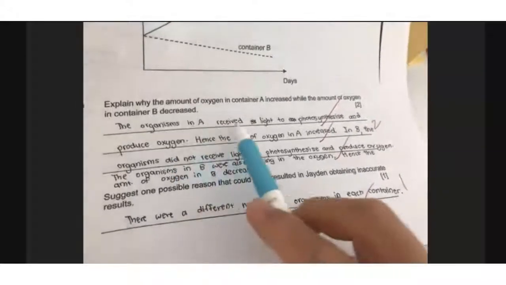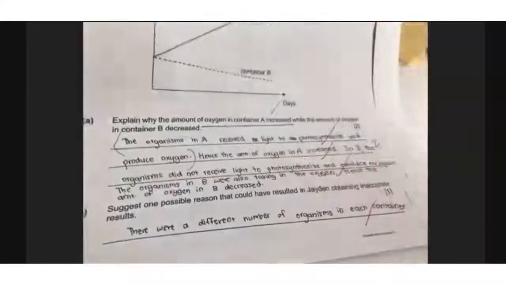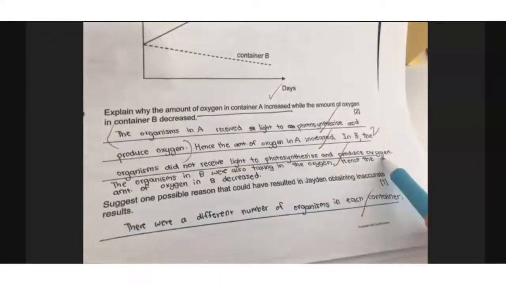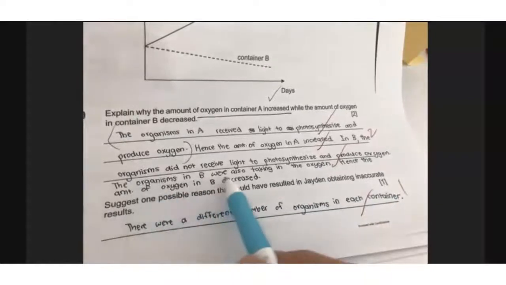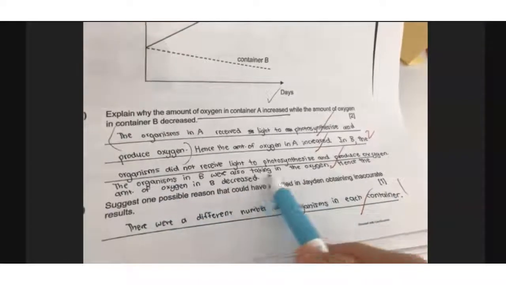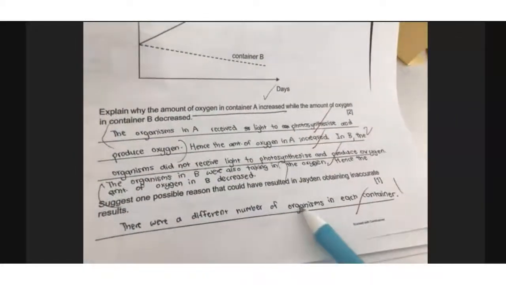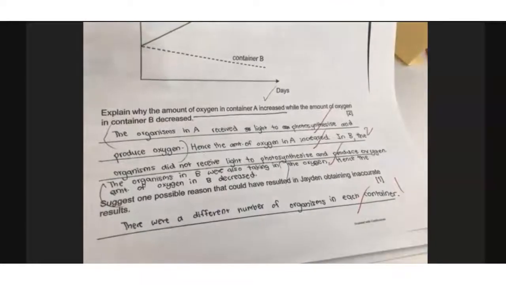This is another way of answering this. The organisms in A receive light to photosynthesize and produce oxygen. This will explain why the amount of oxygen increased. In B, the organisms did not receive light to photosynthesize and produce oxygen. Instead, they were taking in oxygen, so the amount of oxygen here decreased. Very good. And why? Again, there are different numbers of organisms in each container.